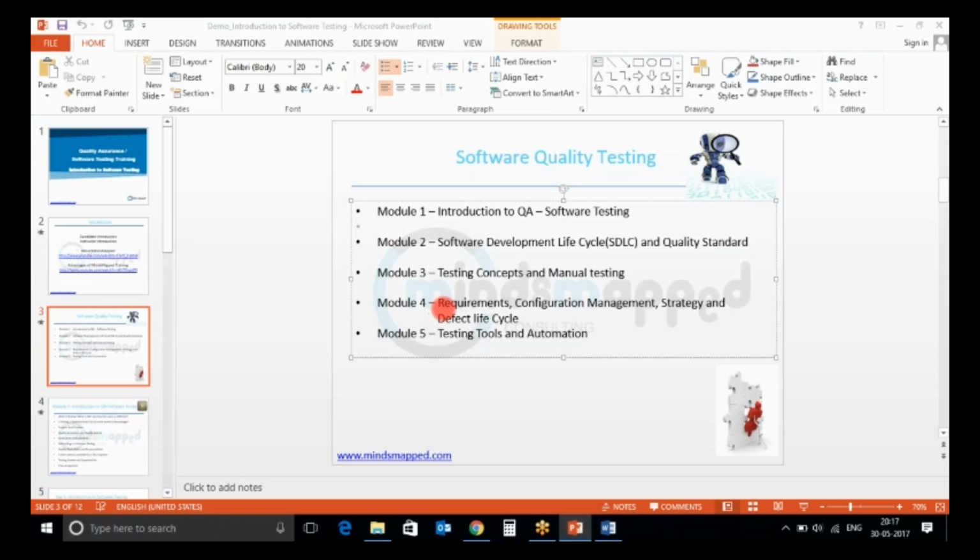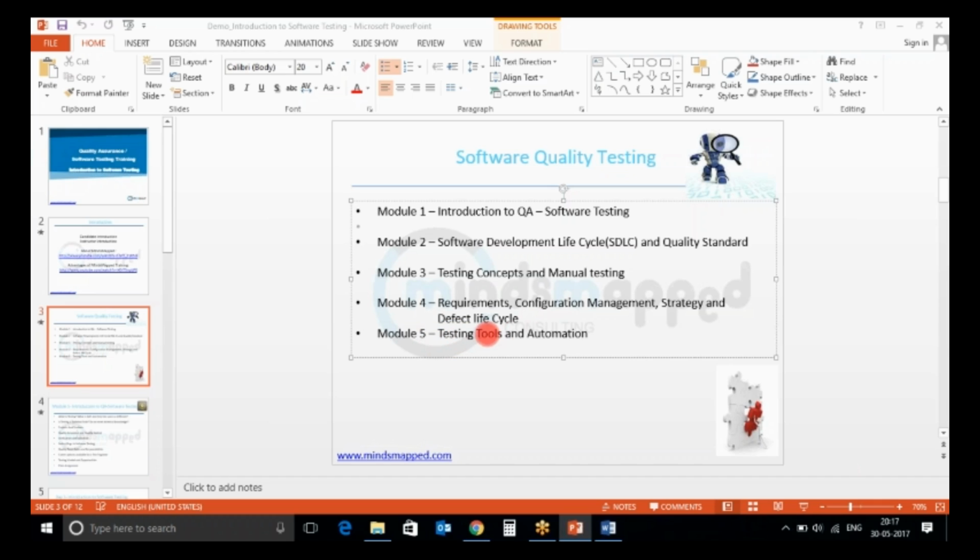And in module 4, we'll be covering requirements, configuration management, strategy, and defect lifecycle. Also in this, we'll be covering the requirement traceability matrix: how the requirements provided by the business users are connected to each test case, and how you can fetch reports which will tell you which requirements have been tested and which requirements have been met by the developers.